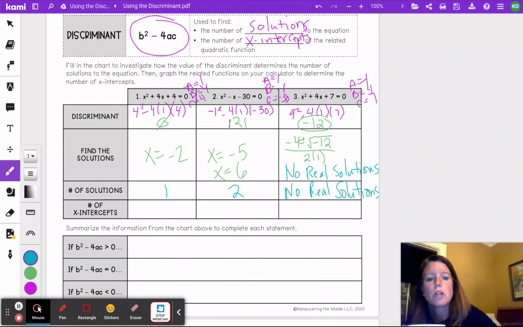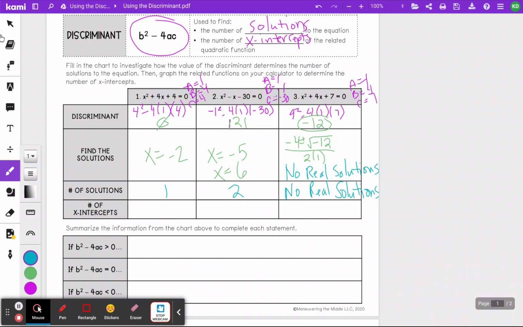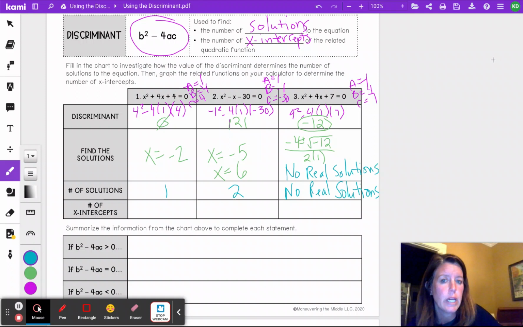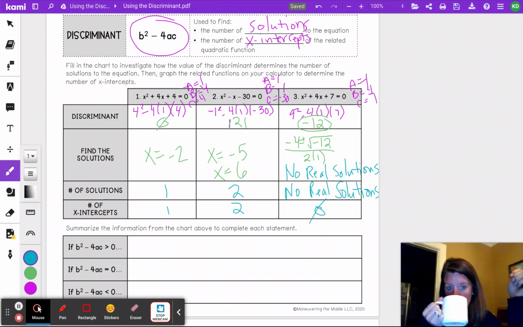Next, now that we've figured out what the solutions are, that tells us how many x-intercepts we have. I'm just going to write the same thing, one x-intercept. So it's going to cross the x-axis at one place. This one's going to cross it at two places. And this isn't going to cross it at all. It's not going to cross that x-axis.